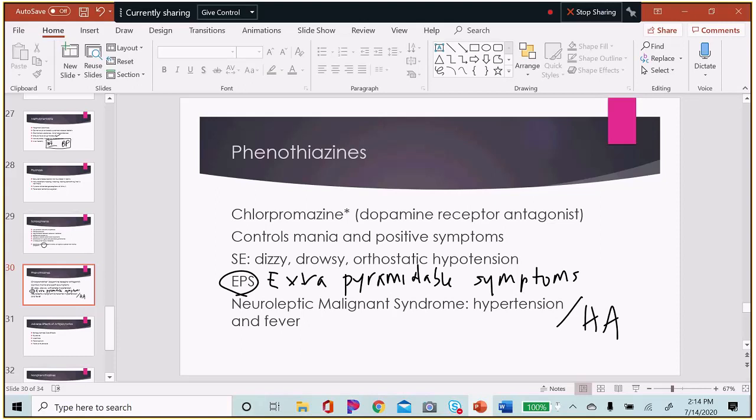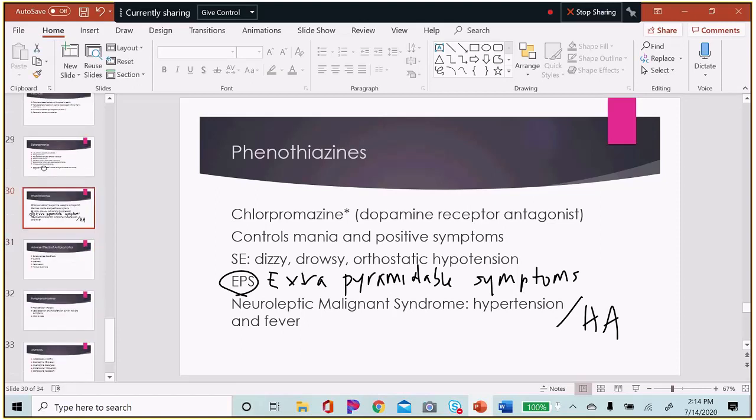So we have to be careful with that. If you have a patient who's on chlorpromazine and they complain of headaches and fever, you have to be sure that they're okay because they actually could be developing this neuroleptic malignant syndrome. So you have to check their blood pressure and see if they're okay on this medicine.